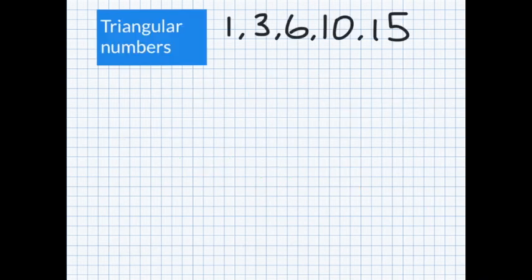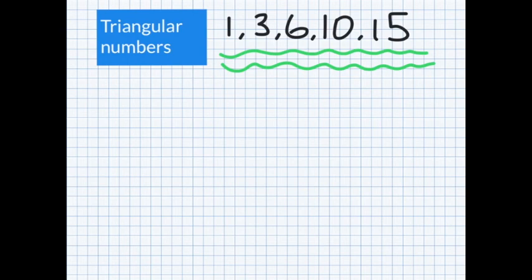So, triangular numbers. You might be looking at these numbers here and go, oh my goodness, what in the world do these have to do with triangles? Similar to square numbers, it's very useful to think about these numbers visually as well to help you understand the concept. Triangular numbers actually got their name from how they appear when they're created with the use of dots. So have a look.